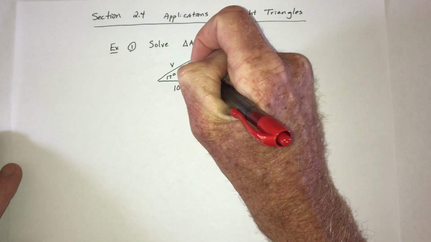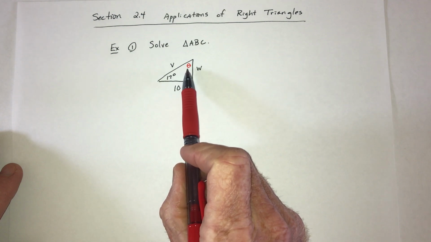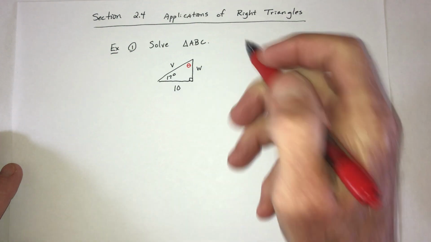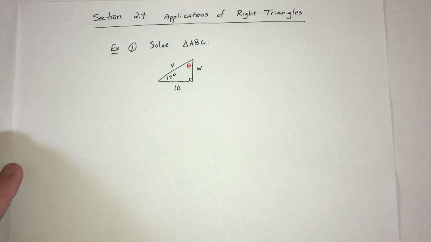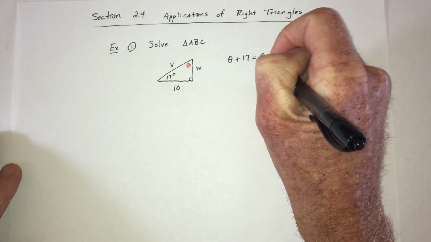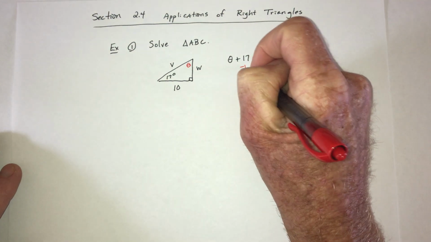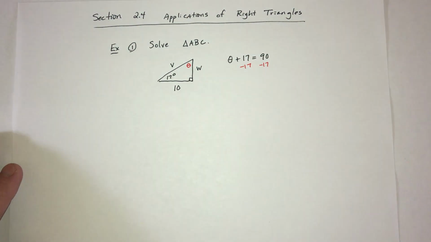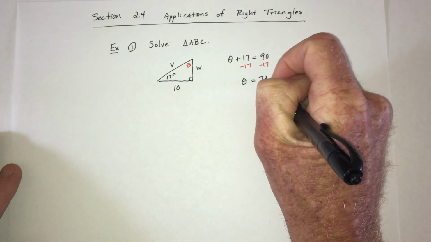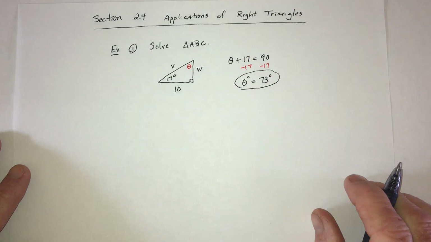So if this is theta, then all three angles have to add up to 180. Since this is already 90, that means that these two have to add up to 90. So we would have theta plus 17 is equal to 90. And then subtract 17 from both sides. And that will be 73. Okay, so that part is done.